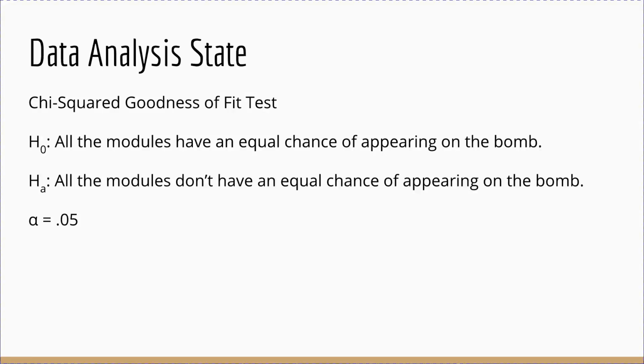And so basically we're going to use the chi-square goodness of fit test because it's a categorical variable and it's a one-way table. And so our null hypothesis is all the modules have an equal chance of appearing on the bomb, and our alternate hypothesis is all the modules don't have an equal chance of appearing on the bomb. Our significance level is 0.05.